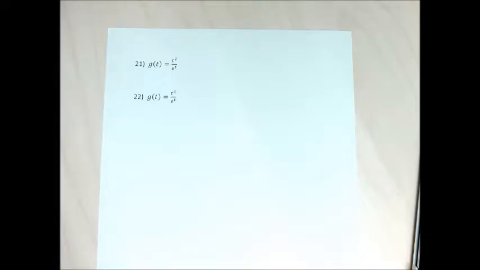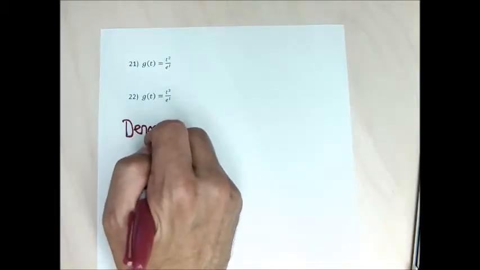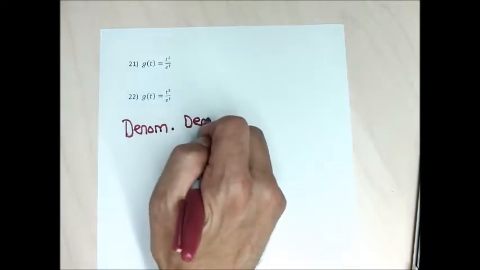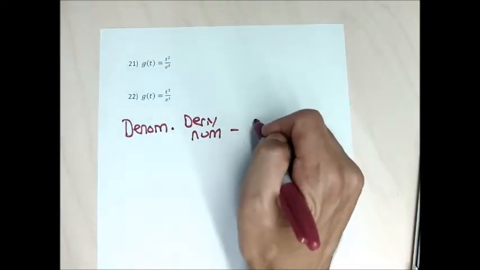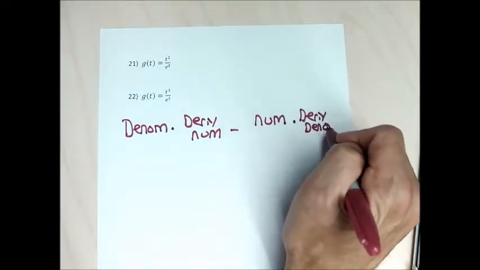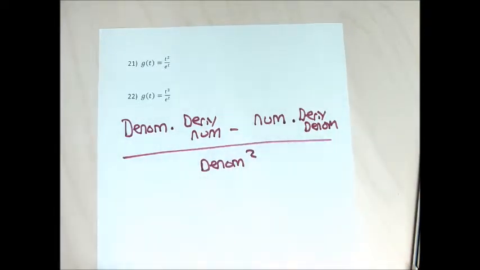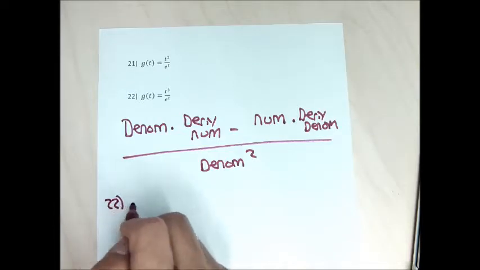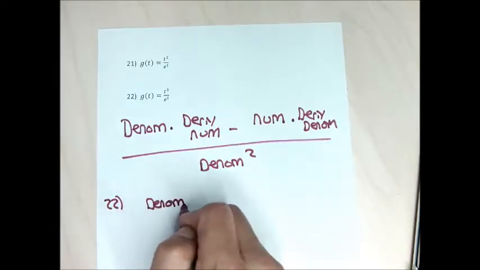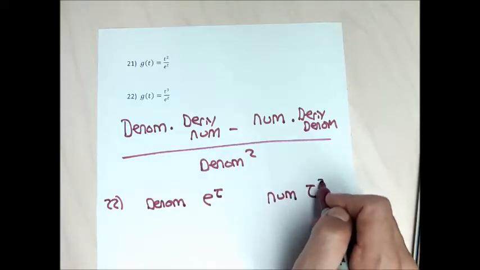So problems 21 and 22 are division, and for division we need the quotient rule. The quotient rule, remember, it's the denominator times the derivative of the numerator minus the numerator times the derivative of the denominator, all over the denominator squared. So in order to do 21 or 22, it's a fraction, I need the quotient rule. I'm going to do 22. My denominator is e to the t. My numerator is t cubed.